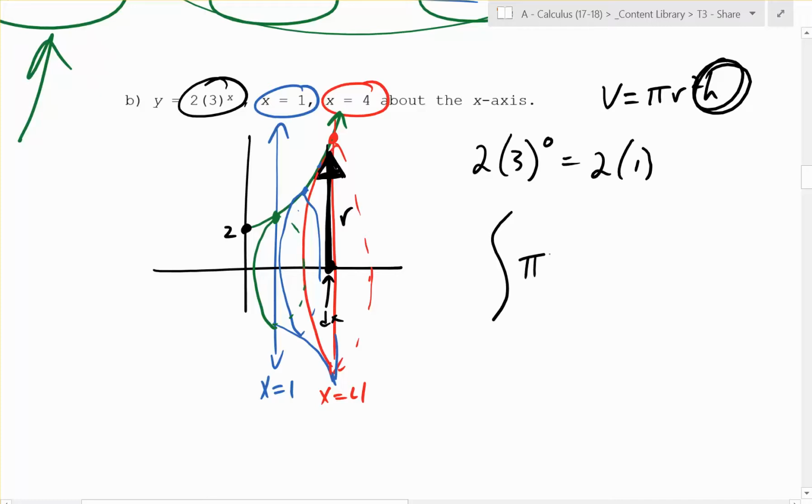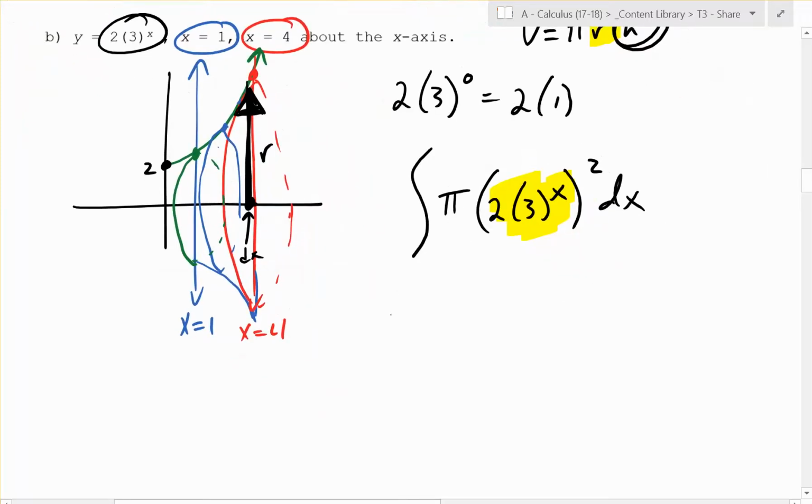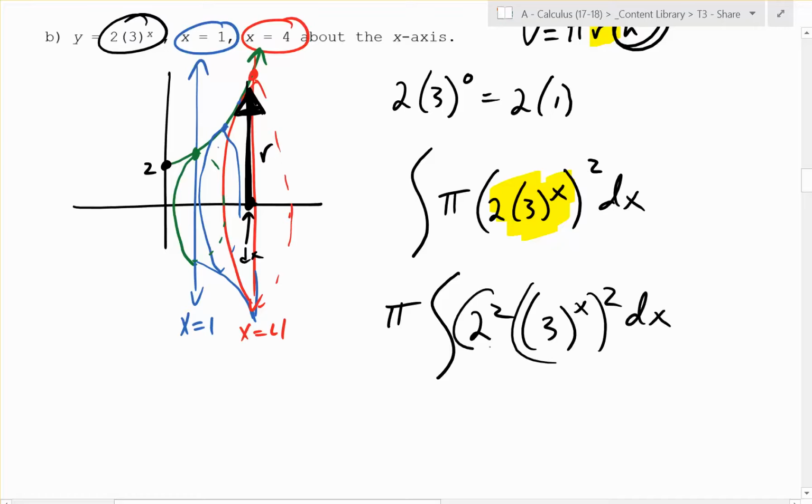So what do we end up with? Pi times the radius, which is 2 times 3 to the x, squared. This is the radius right here, times dx, which is the width. What can we factor out here? Well, let's simplify a little. Pi, and it's going to be squared, so it's 2 squared, 3 to the x squared dx. I'm doing this carefully. That's 4. So it's 4 pi, 3, you multiply powers, 3 to the 2x dx.